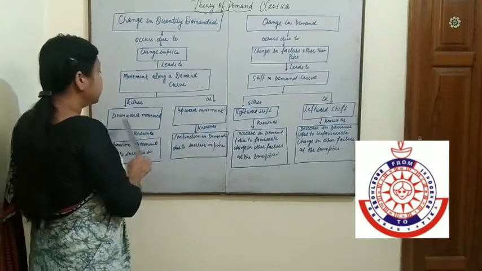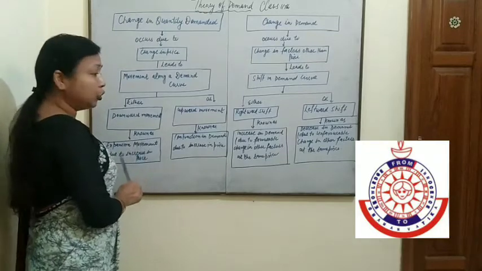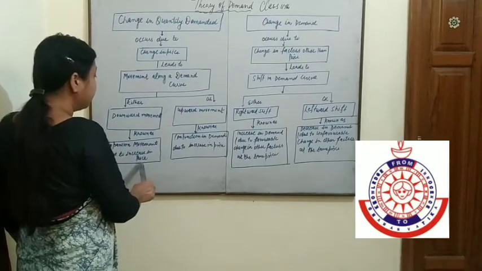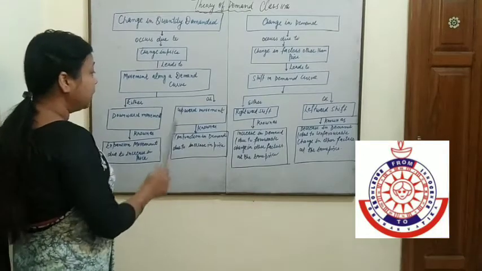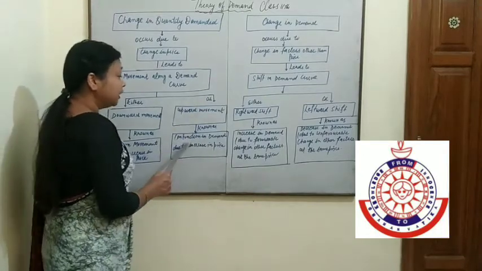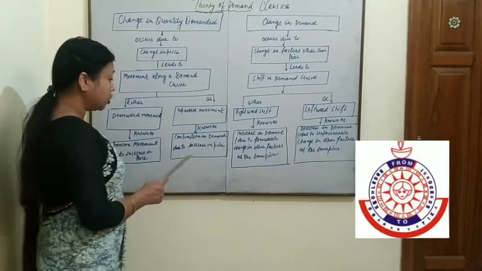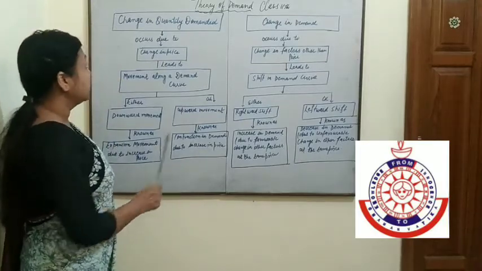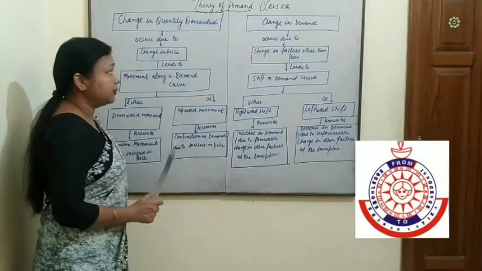If it is downward movement, that is known as expansion in demand due to decrease in price, and if it is upward movement, that is known as contraction in demand due to increase in price. This is change in quantity demanded.